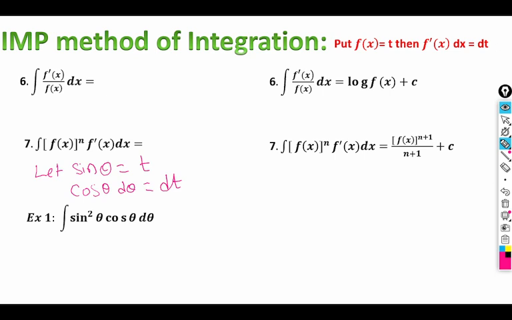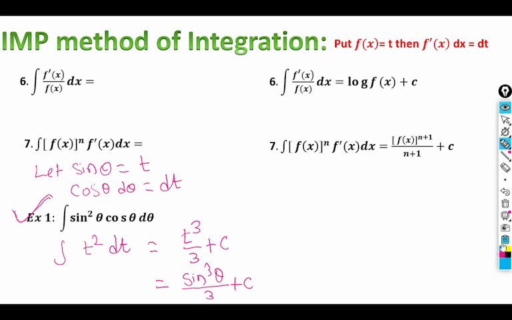So the integral becomes t square dt, and the integration of t square dt is t cube by 3 plus c, and we resubstitute the value of t. T is sine theta, so it is sine cube theta upon 3 plus c. So this is the way you have to do it. This is the integral of sine square theta cos theta d theta. And where is the observation? The observation is that sine theta and its derivative cos theta d theta are present there. So this is the way we can see the substitution method.